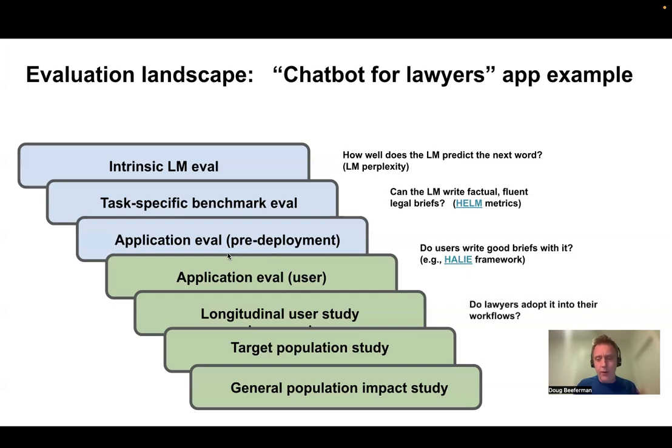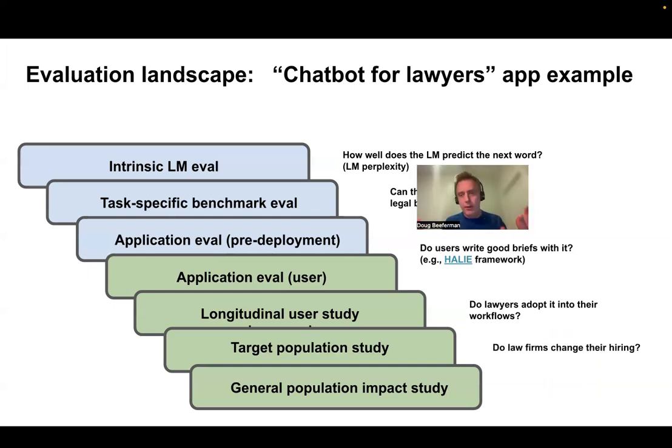And then going further, as people start to use the application, we might look at longer term, longitudinal measures of the usage, like do lawyers adopt it into their actual workflows? And then going even broader, or even larger in scope, over time, we might see that law firms change the way they hire as a result of this new capability. Going all the way to the societal implications. How does having this change the justice system?